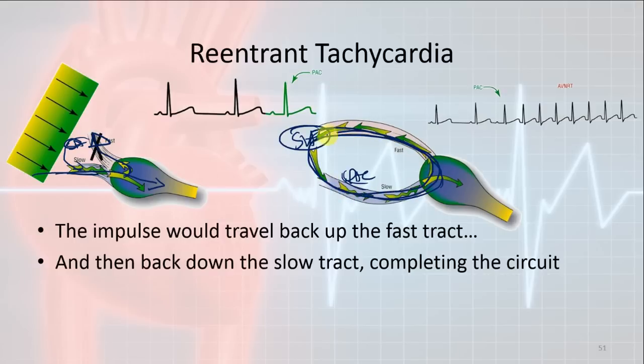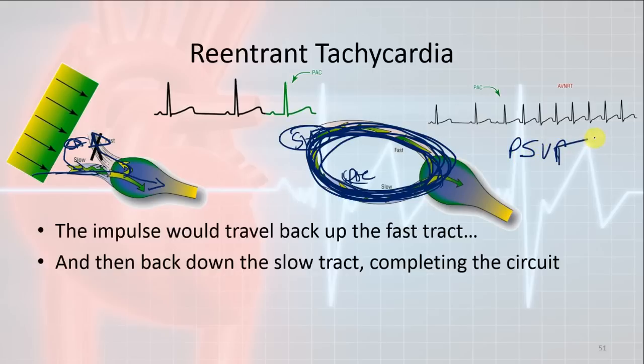And what did we just create? We created a circus reentry, or a circuit problem. Now we have a reentry tachycardia. How fast can this occur? Extremely fast. I didn't realize this for a long time, but if you ever look at somebody, you might recognize this as a paroxysmal supraventricular tachycardia, PSVT.